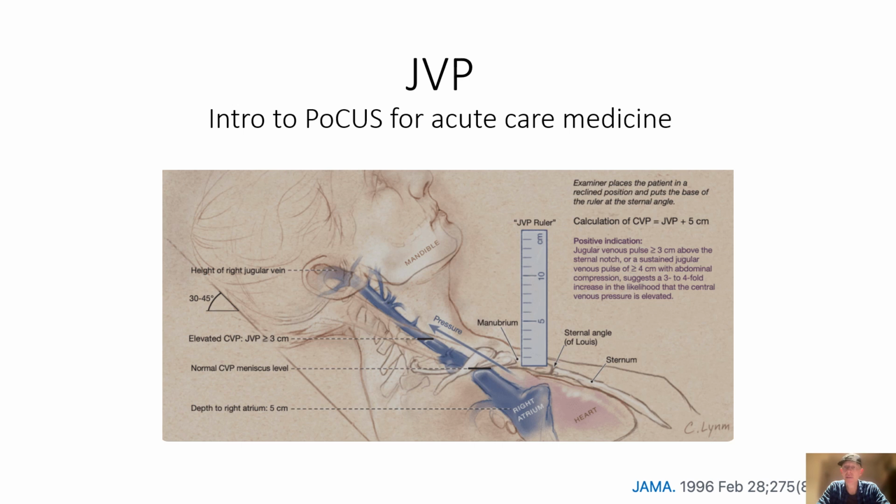Identifying the height of the JVP is a fundamental clinical exam skill. Like many PoCUS applications, I have found that turning the probe on the JVP has led me to find a new appreciation for the usefulness and complexities of this exam. In this video, I will review the ways that ultrasound can be used to estimate CVP on the basis of examining the internal jugular vein.